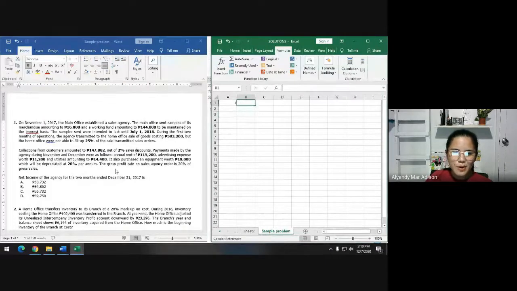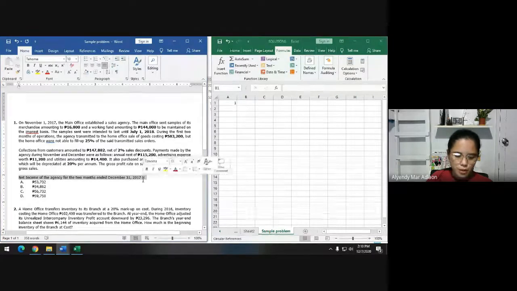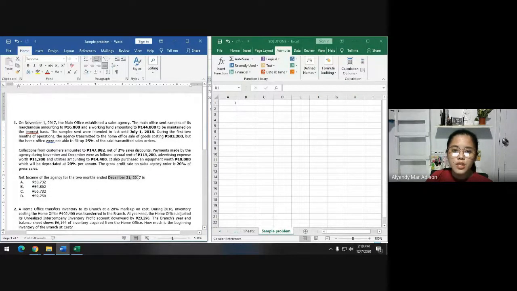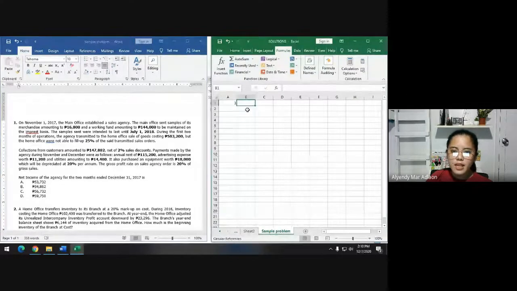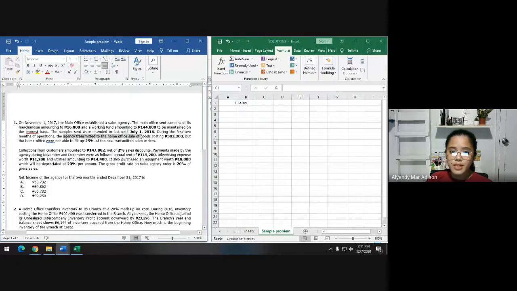Okay, let's first answer this number 1. Depreciation is 20% per annum. The gross profit rate is 20% of the gross sales. Question: how much is the net income for the 2 months ended December 31, 2017, starting from November 1 to December 31, 2017? We will compute the net income starting from sales, minus cost of goods sold, minus the expenses. First, how much are the sales? The agency transmitted to the home office sales of goods costing 583,200. This is the selling price, not the cost of goods sold. So that is 583,200. But the home office was not able to fill 25% of the said transmitted sales order.